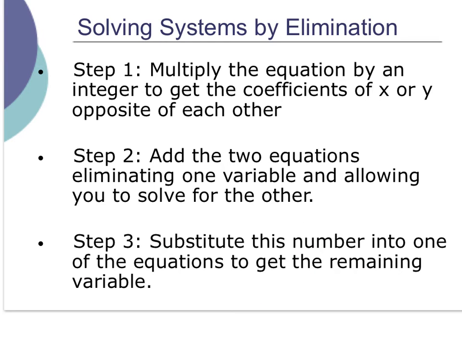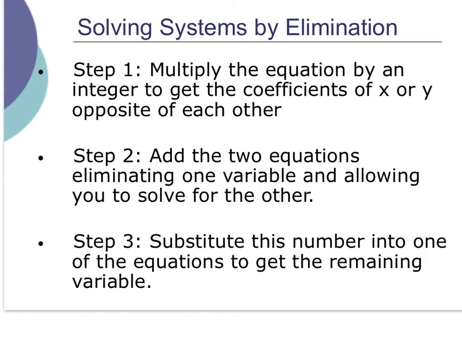Solving systems by elimination. Here are the steps. First, we want to look at and determine if we want to multiply the equation by an integer to get the coefficients of x or y opposite each other. So our goal here is to get rid of either the x value or the y value. And so we want to manipulate the equations so that when we add them together, either our x value will go away or our y value will go away.